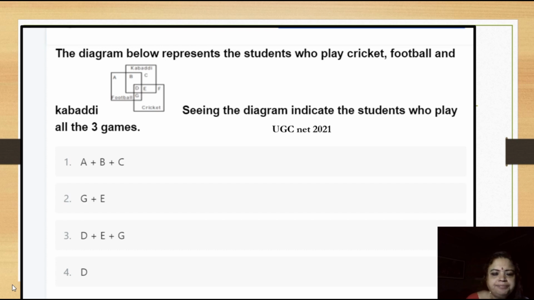Now let us see here. This diagram shows the students who play cricket, football and kabaddi. Seeing the diagram, indicate the students who play all the three games. You can see here that it has been asked in the UGC NET 2021 examination. And you have the three overlapping pictures here. In fact, they have been drawn as squares. I have already said that you can draw squares or circles to represent Venn diagrams. So you have the answers given here.